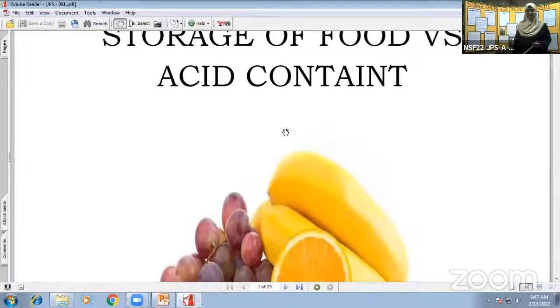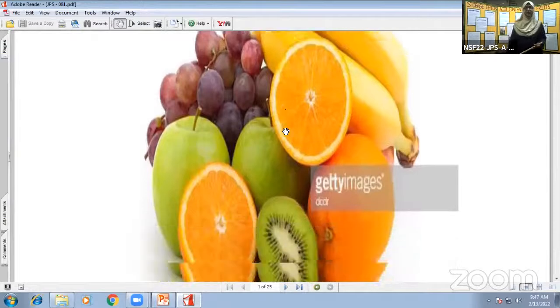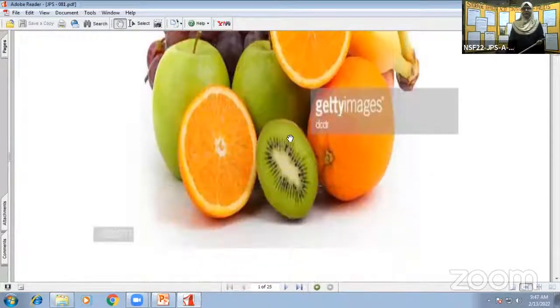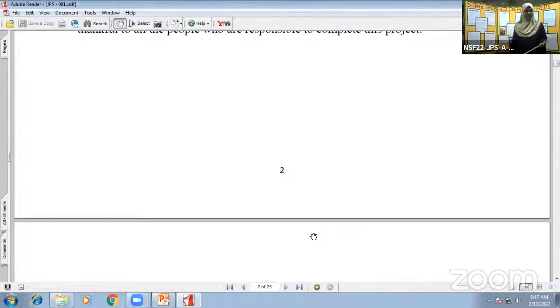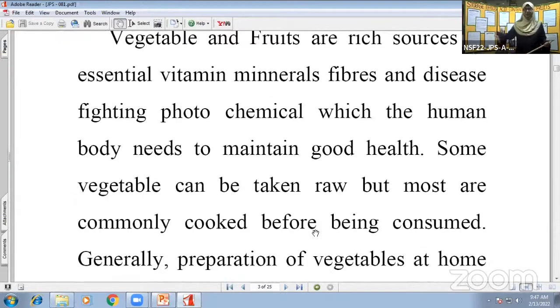I'm Nusrat Fatima from grade 9 of MS Creative School, Muradnagar branch, present in front of you all to speak on how storage affects acid content of food. Do you know what? I have always seen my grandparents so active, energetic. I may get tired, but they're so healthy. Do you know the reason? Actually, they used to consume fresh fruits. They did not preserve them. So they had high levels of immunity.